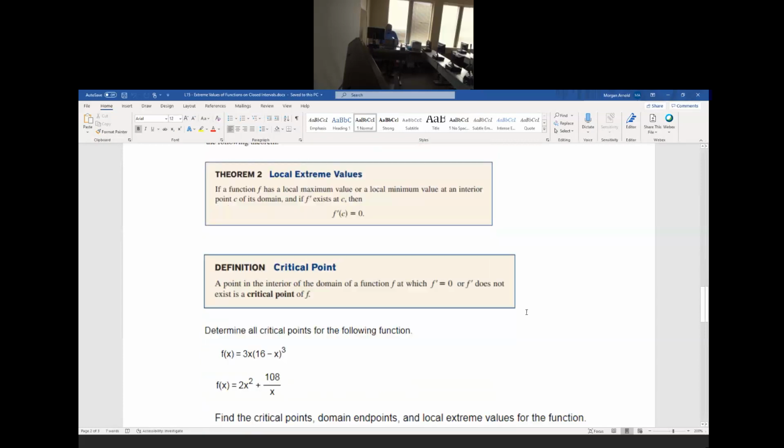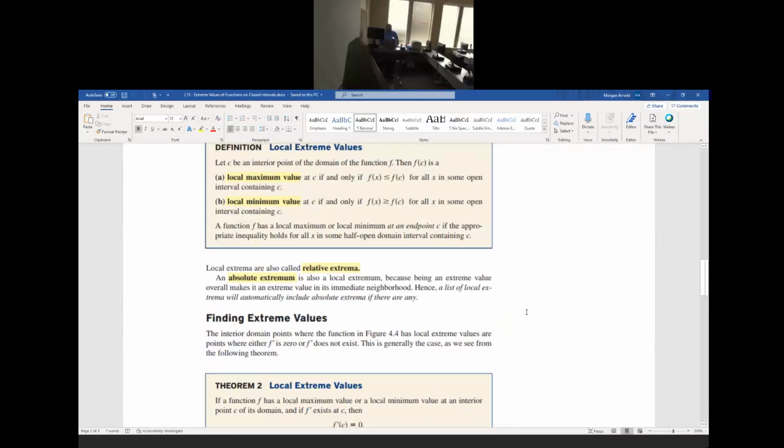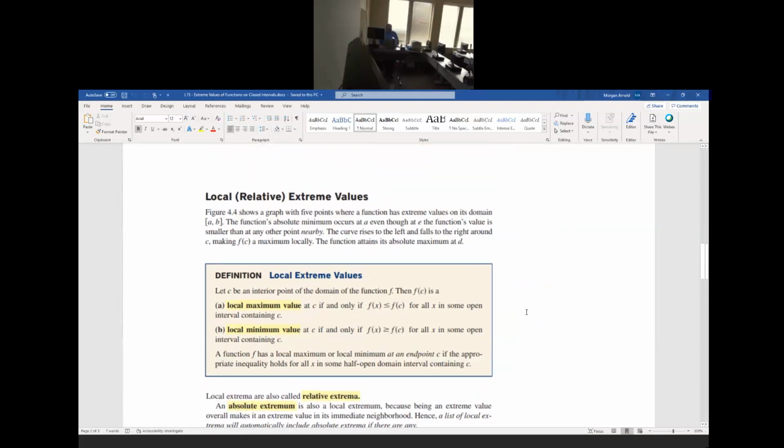Now, I don't think I have the graph that they are referring to. The only difference between absolute extrema and local or relative extrema is that with local extreme values, your interval or domain, you have no endpoints. You have an open interval.